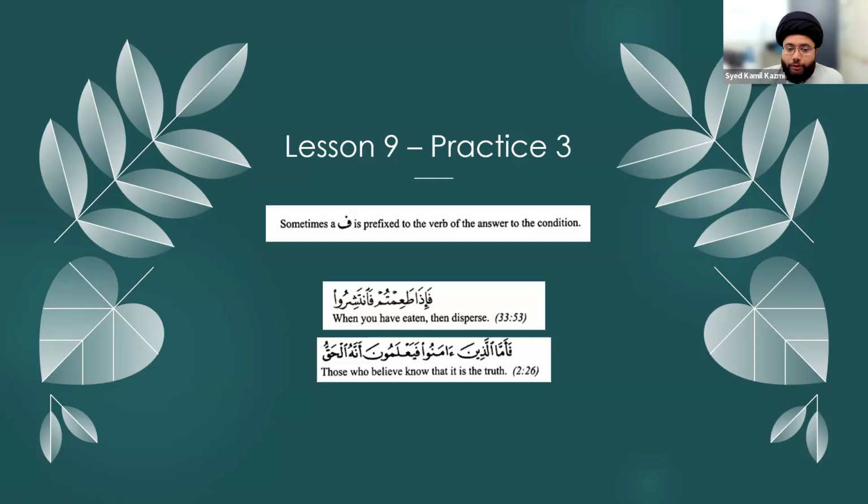Okay? So if you were to look at this verse, the first one, Bismillah ar-Rahman ar-Rahim, فَإِذَا طَمِعْتُمْ فَانْتَشِرُوا. Right? Which fa is it talking about? The first one or the second one? Which one is our shahid mithal? Which one is the one we're talking about right here? The fa that comes on the answer to the condition. فانتشروا, the second one. أحسنت فانتشروا. So what's the حرف الشرط here?